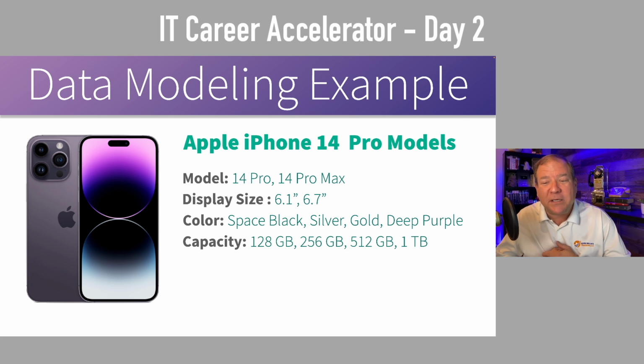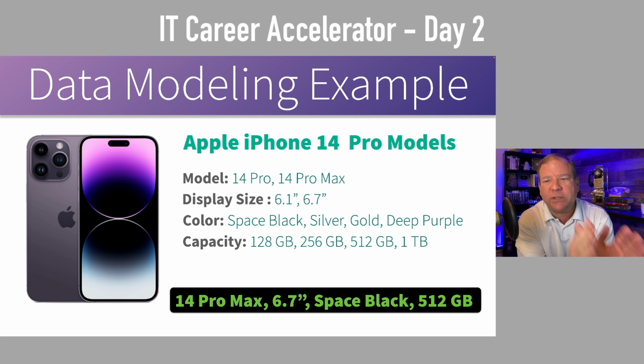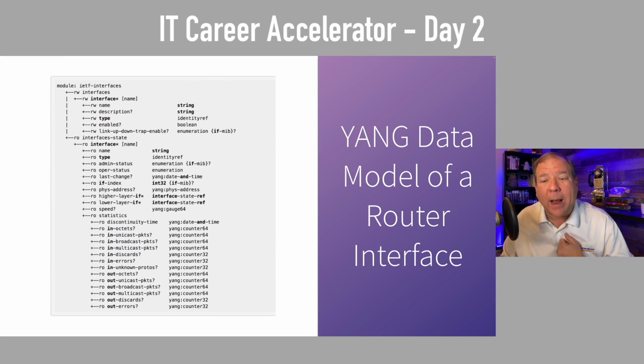And you could choose your capacity. How much internal storage do you want? It starts at 128 gig, all the way up to a terabyte. I guess if you're taking raw video footage, maybe, but I don't need a terabyte. You get to choose that. But you see, there are all these characteristics that could be used to describe the particular phone model that you want to purchase. So we could say, we're modeling this phone as a Pro Max with a 6.7 inch display. The color is space black, and the storage is 512 gigabytes. That's a metaphor for how we can model configuration data for our routers and switches.